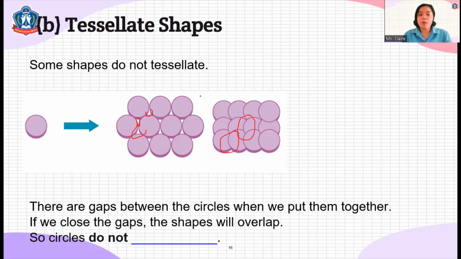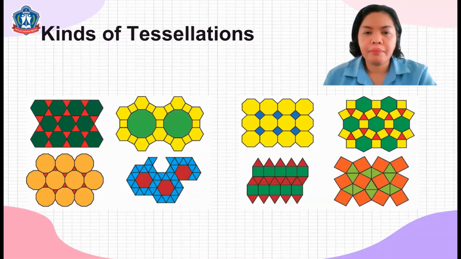So if we try to form a tessellation using circles, we cannot, because there are gaps between the circles when we put them together. If we close the gaps, the shapes will overlap. So circles do not tessellate. Now think of another shape that will not tessellate, and we will discuss it during our class.